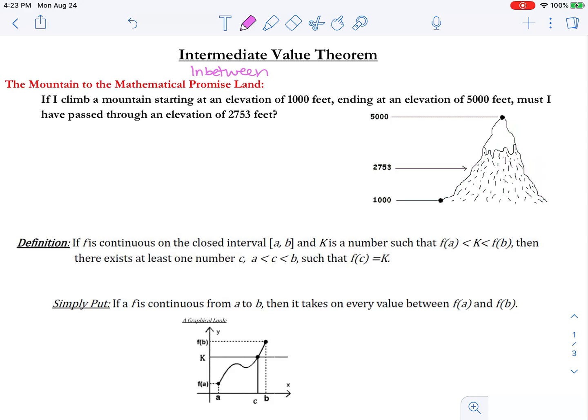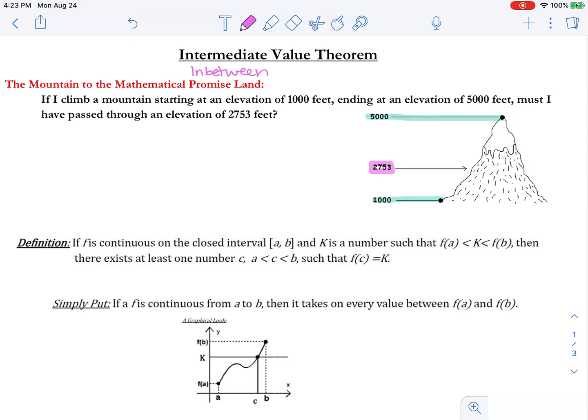If I climb a mountain starting at an elevation of 1,000 feet, so here we are, starting at 1,000 feet, and I want to end at an elevation of 5,000 feet, first, must I have passed through an elevation of 2,753 feet? Let's think about this.